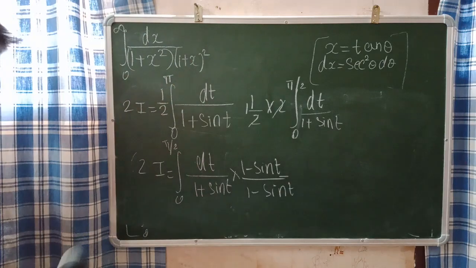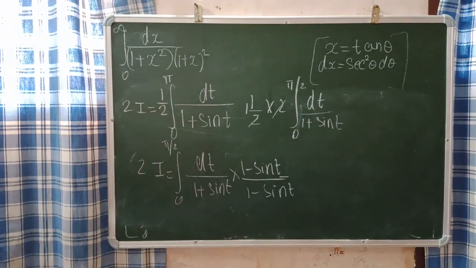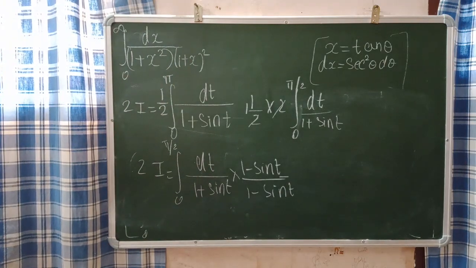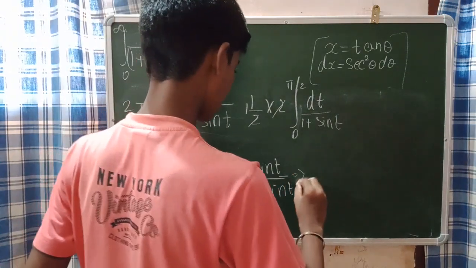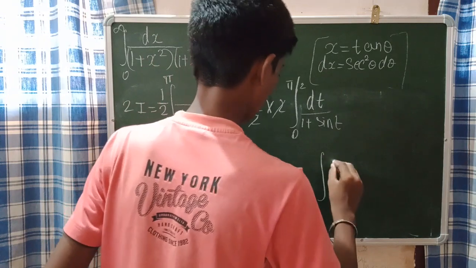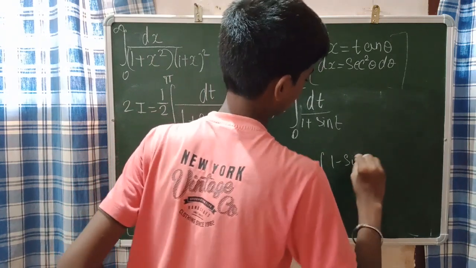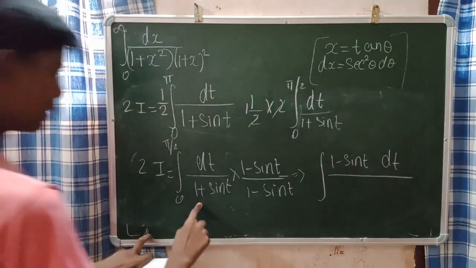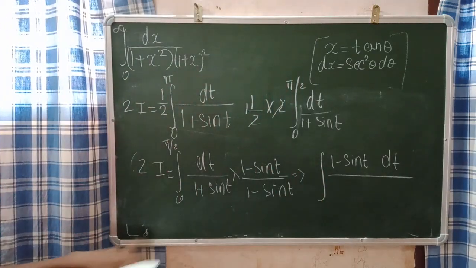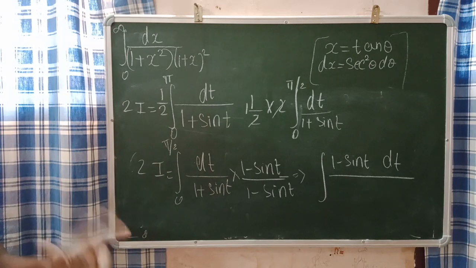Anyway, no changes are going to happen. Just try to multiply with 1 minus sin t and divide by 1 minus sin t. Now after this, I think you will get the integral of 1 minus sin t dt divided by 1 plus sin t into 1 minus sin t, which is what? 1 square minus sin square t.